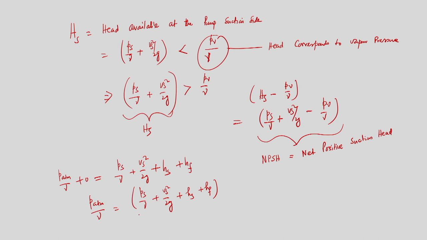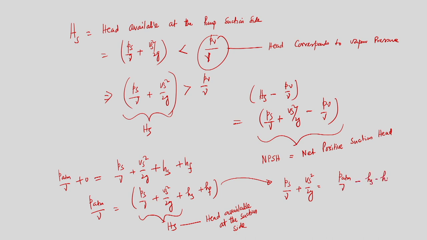From there, if we write the expression of this quantity, which is the head available at the suction side, so this quantity is the head available at the suction side. So P S by gamma plus V S square by 2 g is equal to P atm by gamma minus H S minus H F.